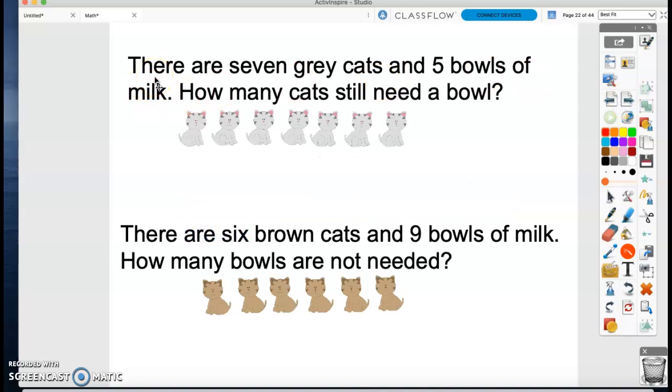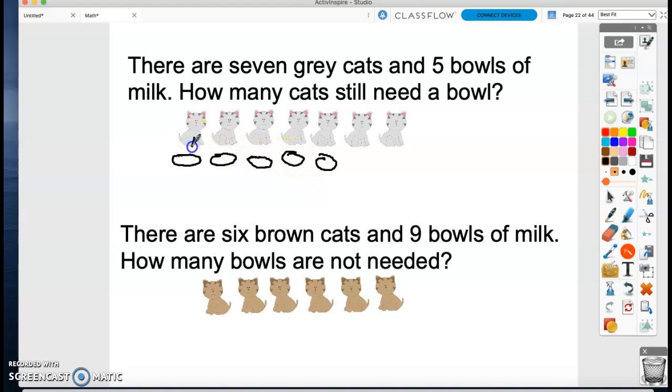Let's read the first problem. There are 7 gray cats and 5 bowls of milk. How many cats still need a bowl? I see 1, 2, 3, 4, 5, 6, 7 cats, and I need 5 bowls of milk. So I'm going to draw 5 bowls. 1, 2, 3, 4, 5. And I draw them underneath the cats because I need to know how many cats still need a bowl.